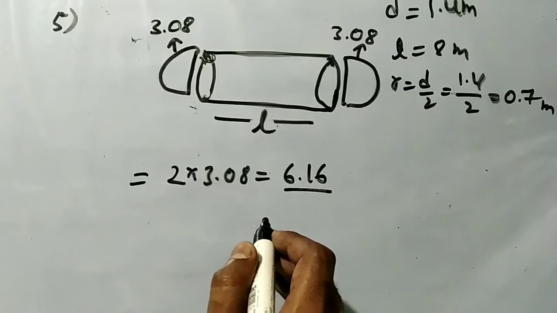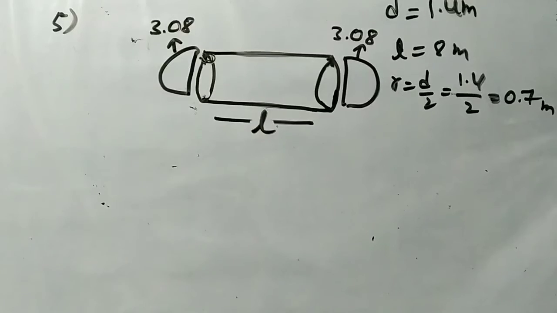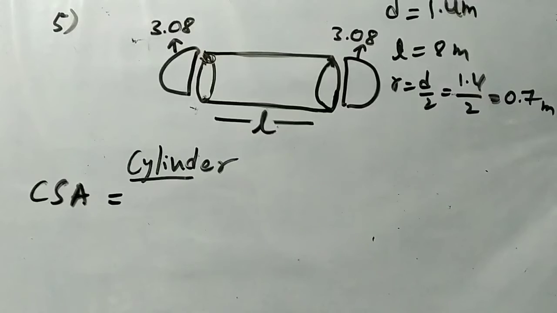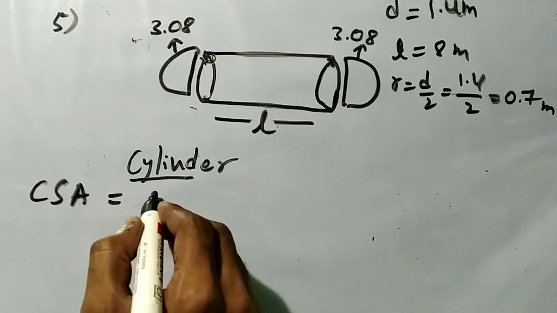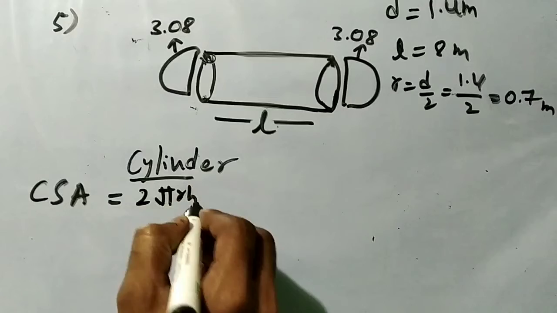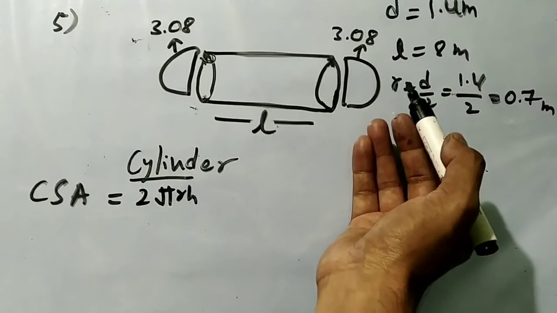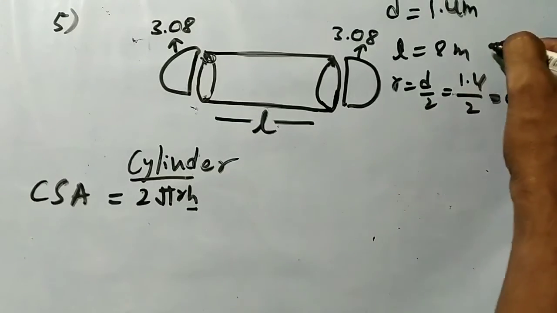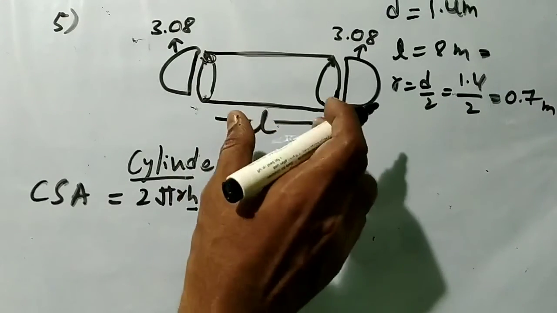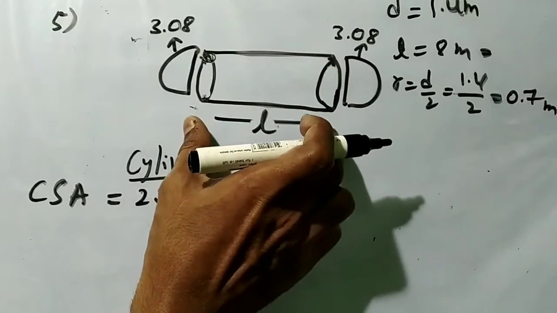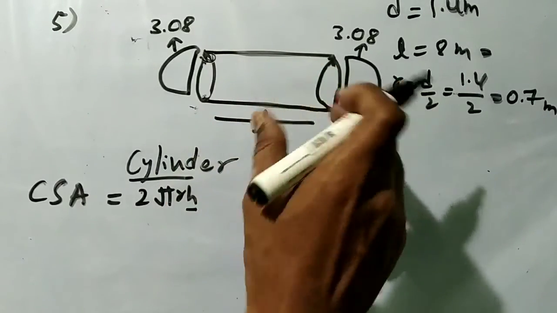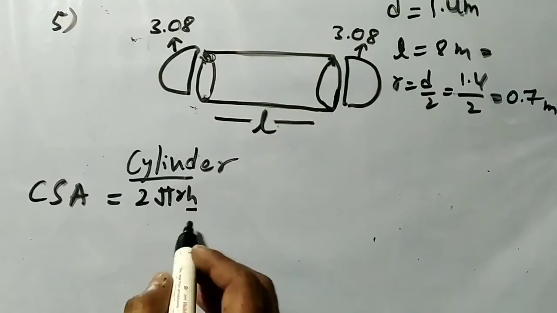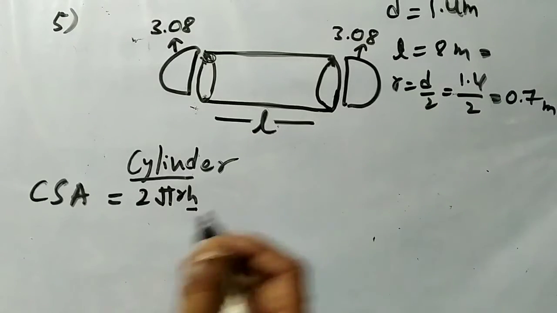So let me do the cylinder now. The CSA, curved surface area, of the cylinder is 2 pi RH. H is nothing but the length here. H is nothing but L, because if the cylinder is lying down on the bottom side, it is L. If we consider it in the standing position, then we get height. So here H is equal to 8 and R is equal to 0.7. Just substitute the values here.